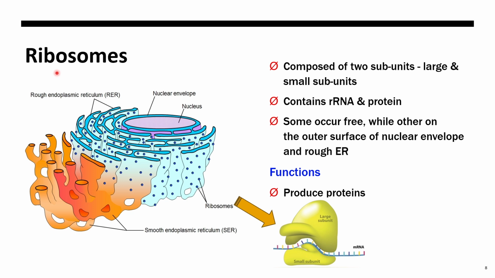The ribosome is composed of mainly two parts. You can see a large subunit and a small subunit, and this whole part is made up of rRNA and proteins. These ribosomes occur freely in the cytosol, or sometimes they are attached to the outer surface of the nuclear envelope and the outer surface of the rough endoplasmic reticulum.